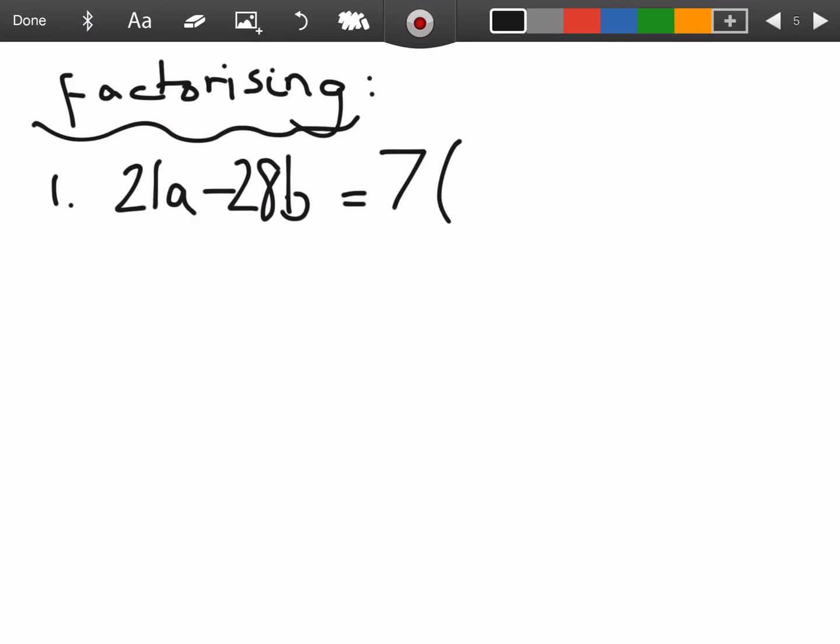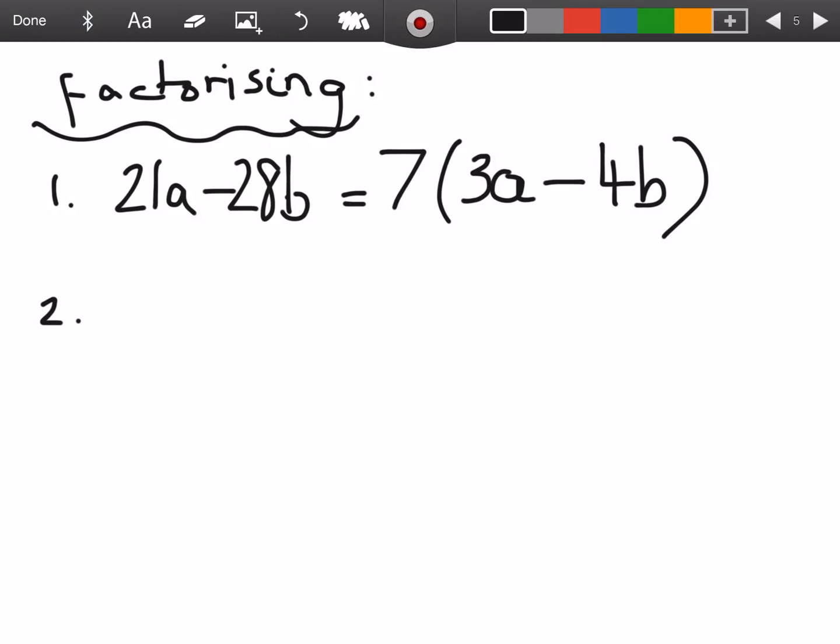If we take out the 7, what do we put in the bracket so that we multiply it out? We get 21a. 7 times 3a. Take away. 7 times what do we need to put in the second part of the bracket so that when we multiply it, we get 28b? 7 times 4b. And that's how we factorise along the lines of the common factor method. Okay? I'm going to go through an example or two on each of the different types of factorising methods.